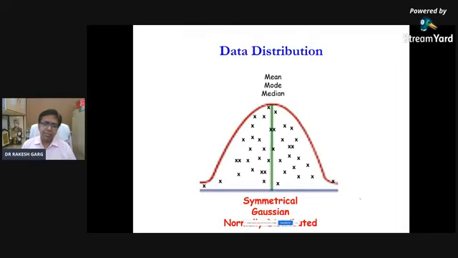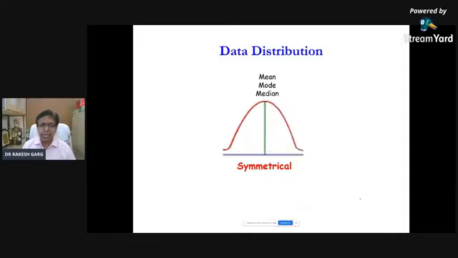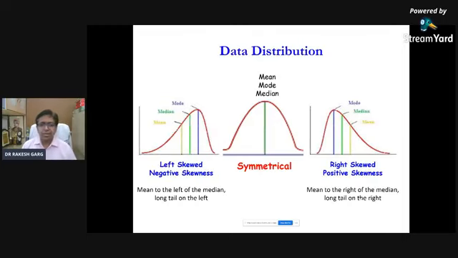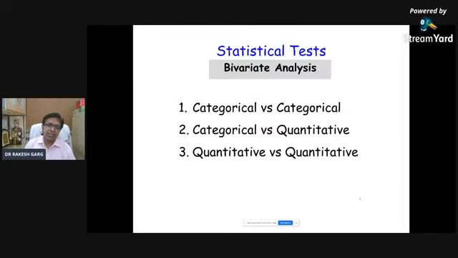Now, this is a normal bell-shaped curve. This means the data we have collected is normally distributed. It's not skewed to one side, either the left side or the right side. So the center one would be symmetrical, and the right and left would be the skewed data. The symmetrical data is considered to be robust data. This means there was no bias in the study, and the data we have collected was appropriate, and we can use the appropriate test. In the bivariate analysis, you compare different types of data, categorical versus categorical.